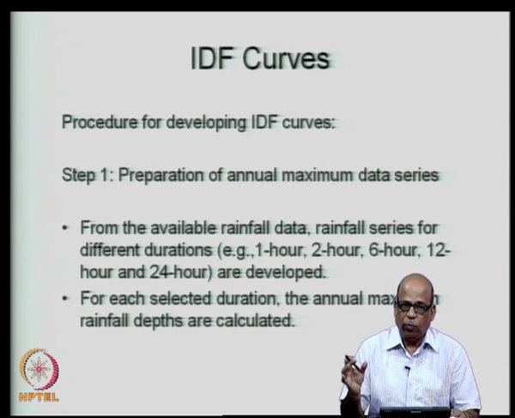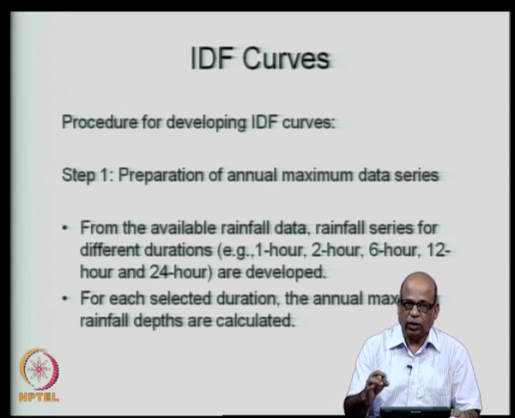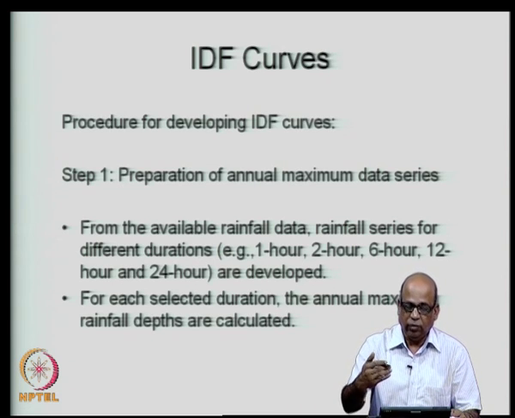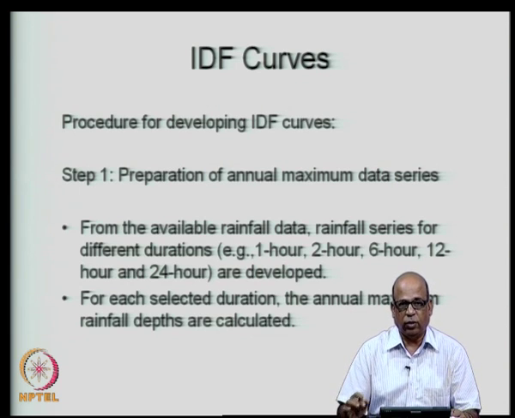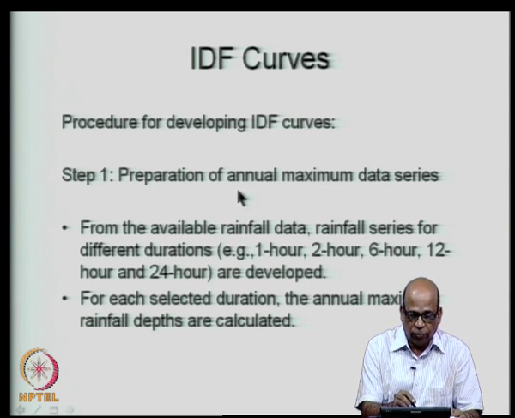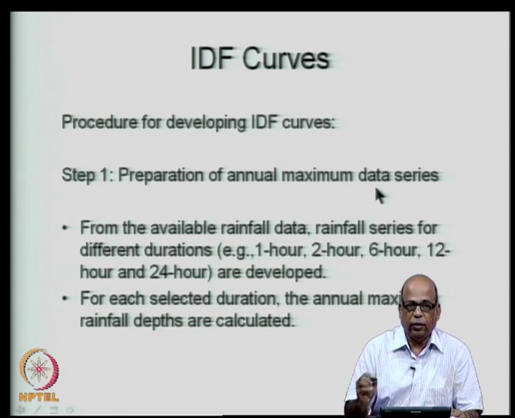Among the 24 by 365 data of every hour, we pick up the maximum. 1 hour data you have so many values, out of that you pick up the maximum. So, that becomes the maximum for that particular year. Like this, for the last 30-40 years you have one maximum value associated with each of the durations, 1 hour maximum, 2 hour maximum, 3 hour maximum etcetera for all the 30-40 years. So, this is how we first constitute the annual maximum data series.